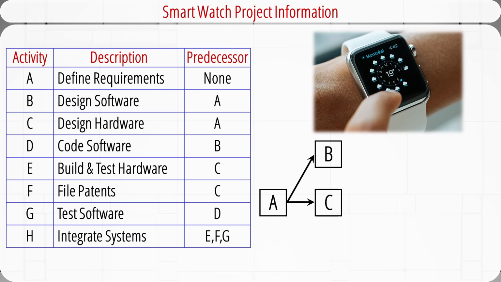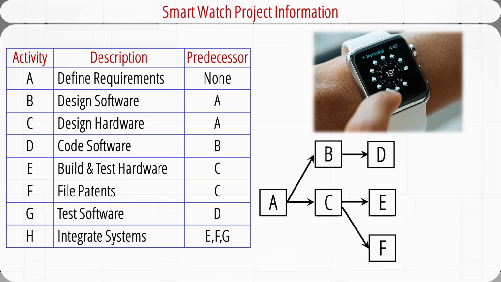B is a predecessor of D, code software. We draw an arrow from B to D. Activity C is a predecessor of E and F. So we draw 2 arrows, C to E and C to F. D is a predecessor of G. Let's draw an arrow from D to G.